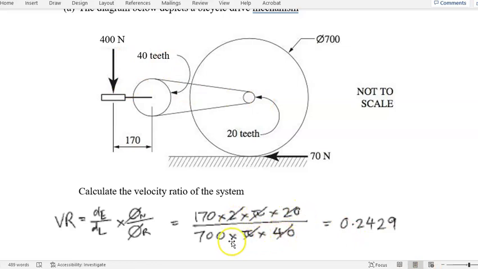Now, as it happens, these two things cancel out quite quickly. What's 17 over 700? I can't do that in my head. Sorry, 170 over 700. But what I can do is say that's going to be pretty close to 15 over 60. 15 over 60 is about a quarter, right? And our answer is about a quarter.